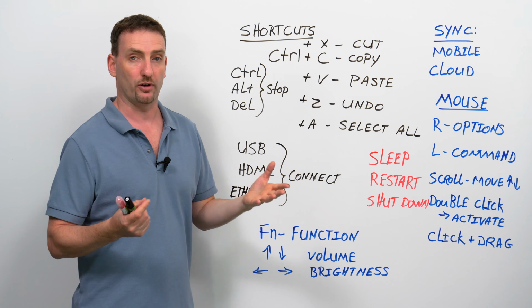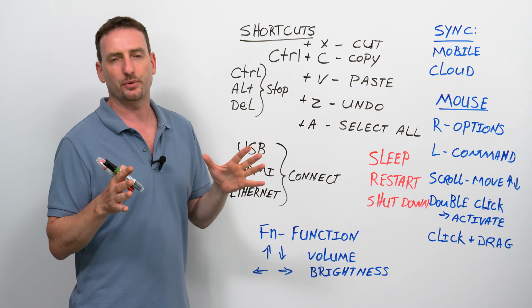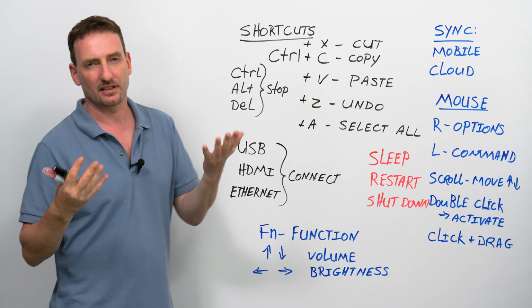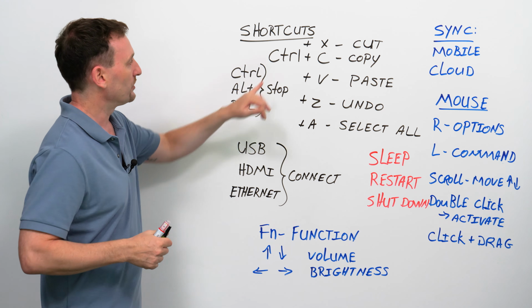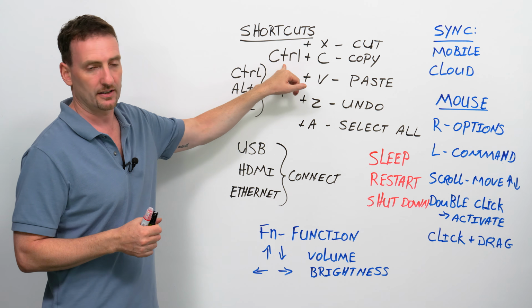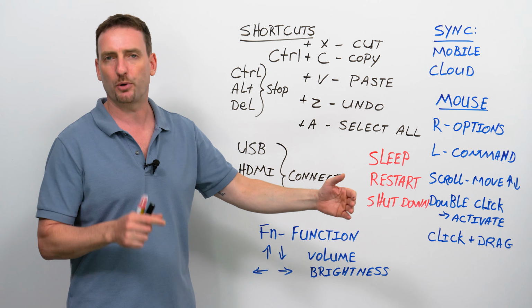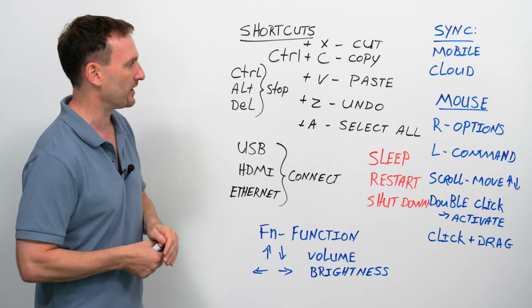These are for the keyboard. You can do a lot of things with the keyboard instead of always using your mouse and clicking. Sometimes it's a little bit faster just to use the keyboard. So we have a control key. This should be probably on the bottom left of your keyboard. There might be another one more in the middle.